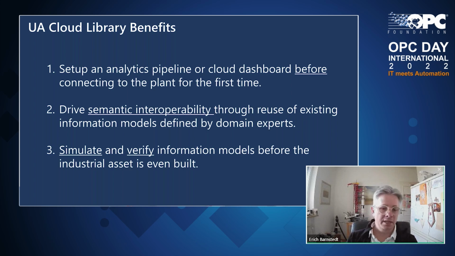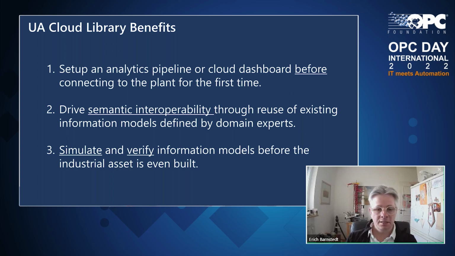Wouldn't it be great if you could do that before connecting the assets, or even in parallel would also be a big improvement? Because usually, the connectivity piece is done by the OT folks anyway, and the cloud analytics piece is done by the IT folks, so they're waiting on each other, right? So now you can upload the OPC UA information model to the cloud library up front. The IT folks can build their analytics pipeline up front, and all you have to do is do the connectivity piece when you get around to it, right?